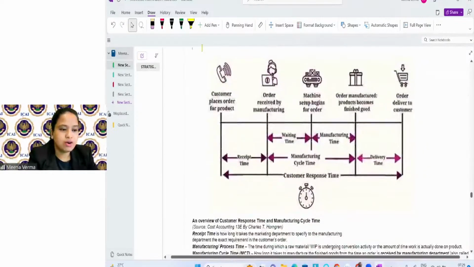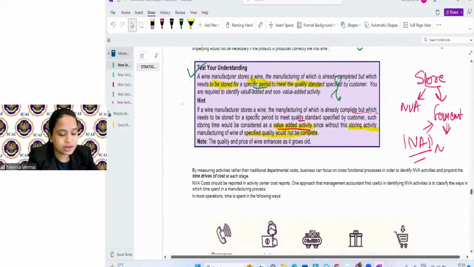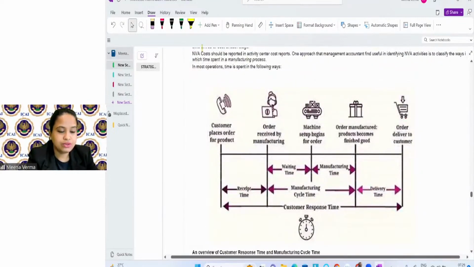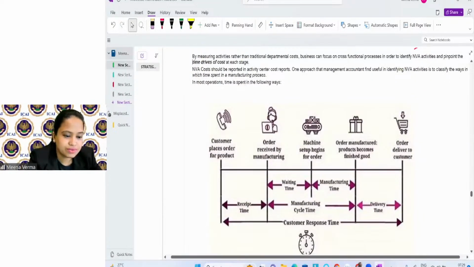All right. Now I believe you are all clear with value-added activity and non-value-added activity. Now this is the manufacturing cycle. We will consider it and we will solve the question. Before that, if you have any doubt, please write in the comments. Do you have any doubt? Want to ask something? Anything? Okay, there is no question.